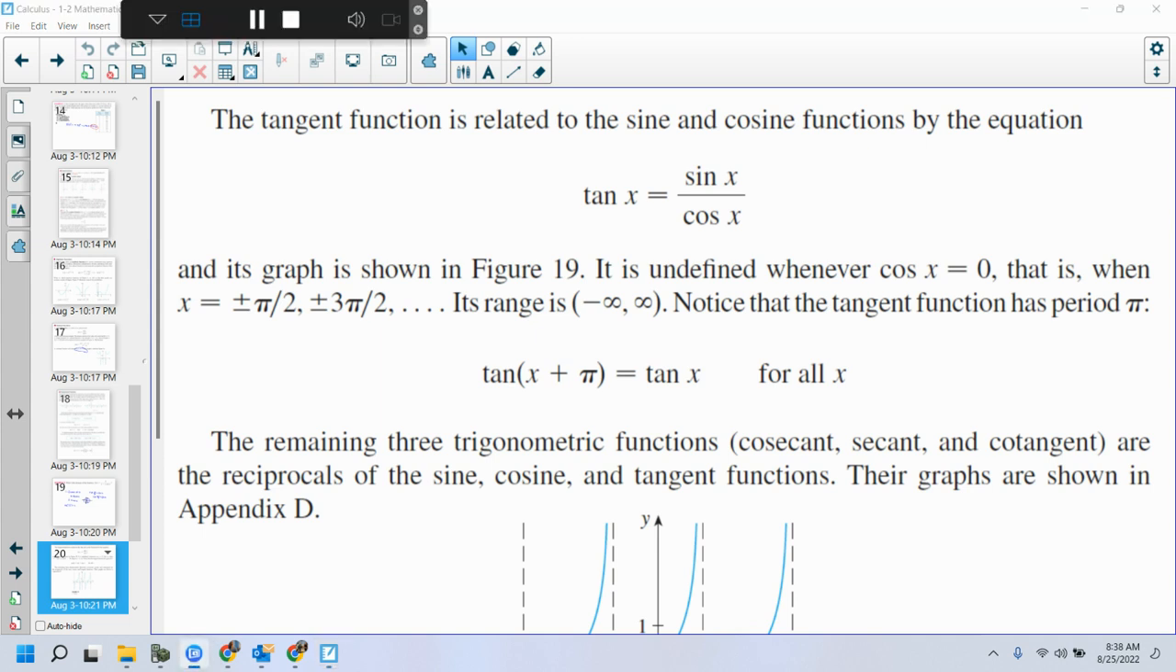Do I have to play? Oh, is it stalled out? Pause. Play. No. Stop. Play. There we go. That did the trick.